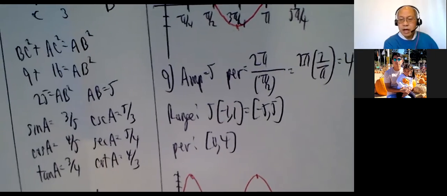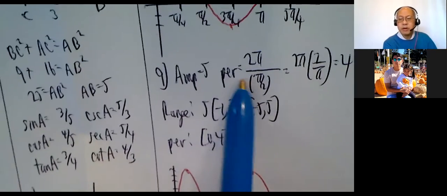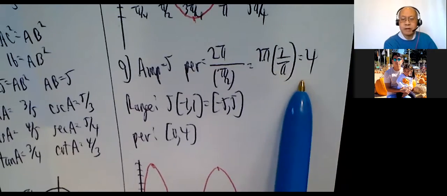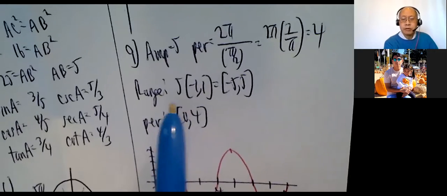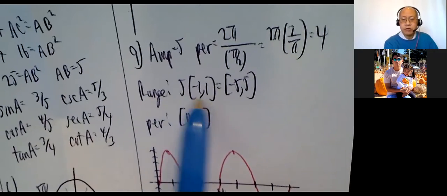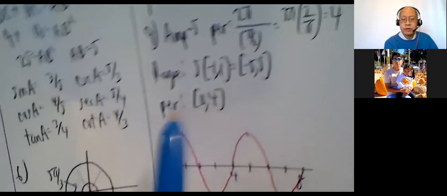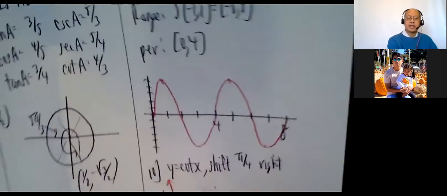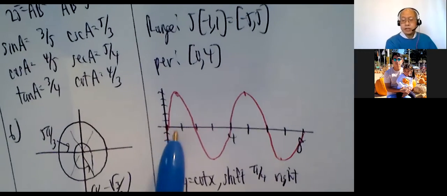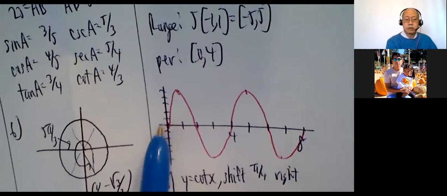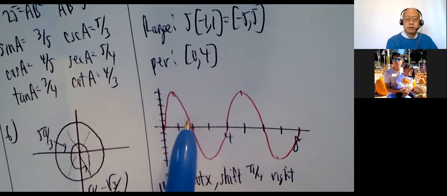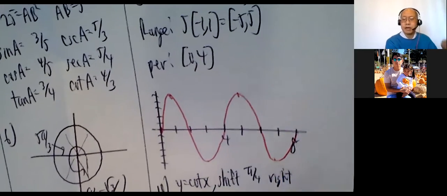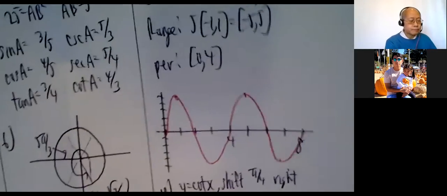Okay, number 9, amplitude is 5, period is 2 pi divided by pi over 2. That's 2 pi times 2 over pi, which comes out to be 4. The range is -1 to 1 times 5, or -5 to 5. And 1 period goes from 0 to 4. We're told to go from 0 to 8, so that's going to be 2 periods. So it's a sine type function. So 0, maximum of 5, 0, minimum of -5, back to 0 at 4, and then just copy and paste to get 2 periods.